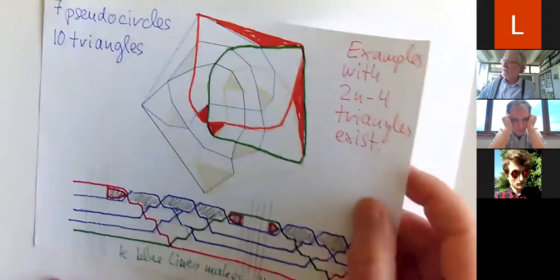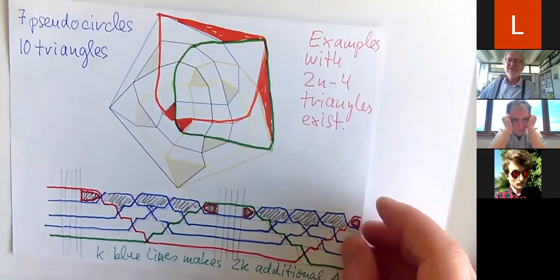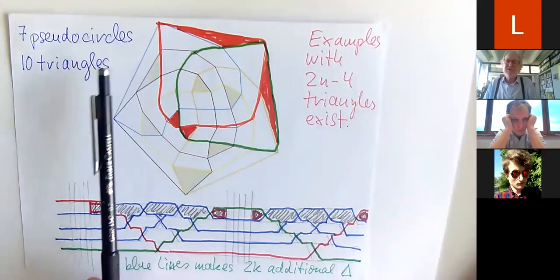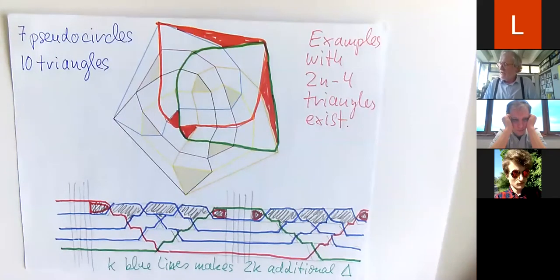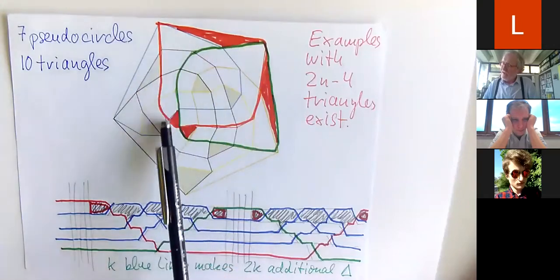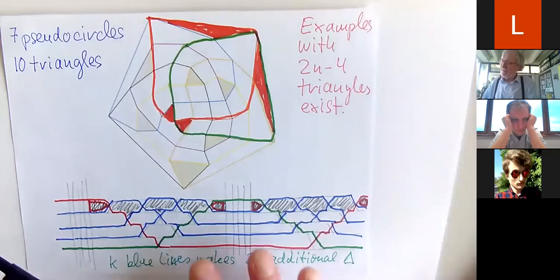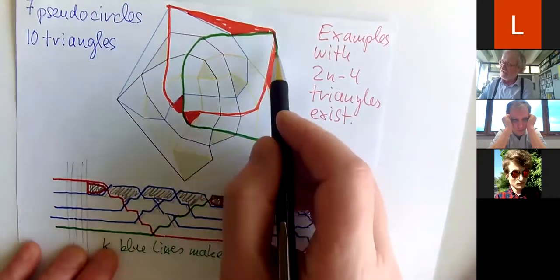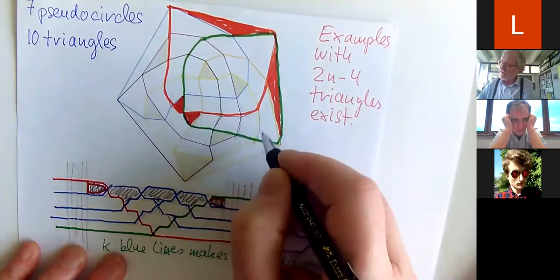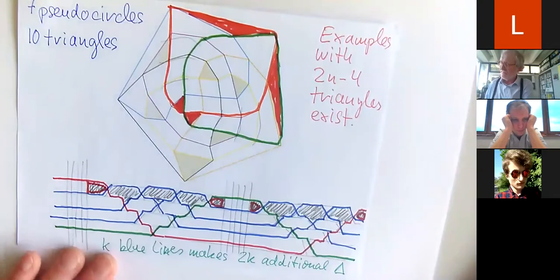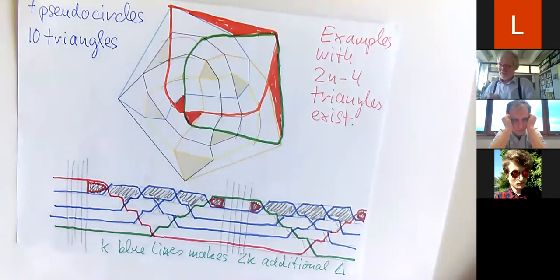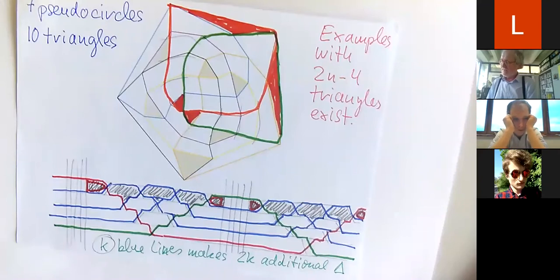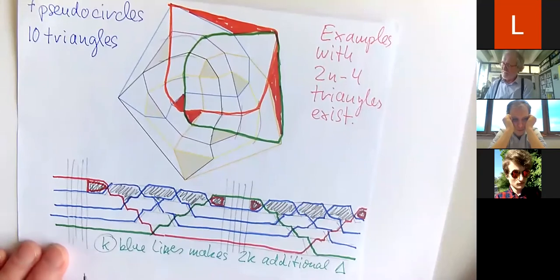Here is another way of looking at this bound 2n minus 4. Here you see a very specific arrangement of seven pseudocircles with exactly 10 triangles. And two of these pseudocircles share four triangles, and the triangles come in pairs here, and all the other pseudocircles cross the two in parallel. And now you take the two and replace them by a set of K, or K plus two.